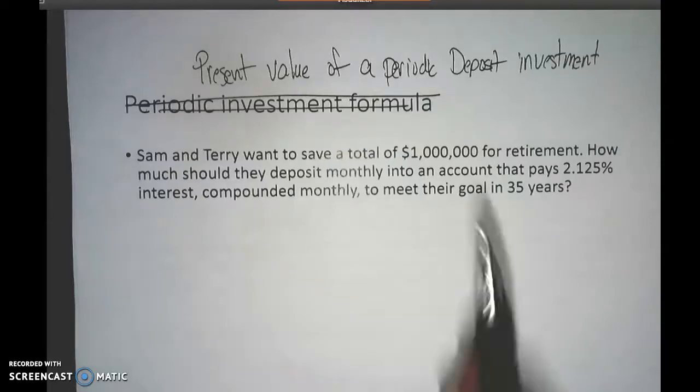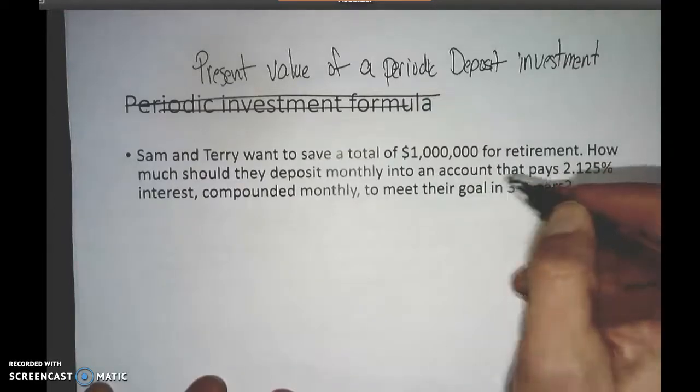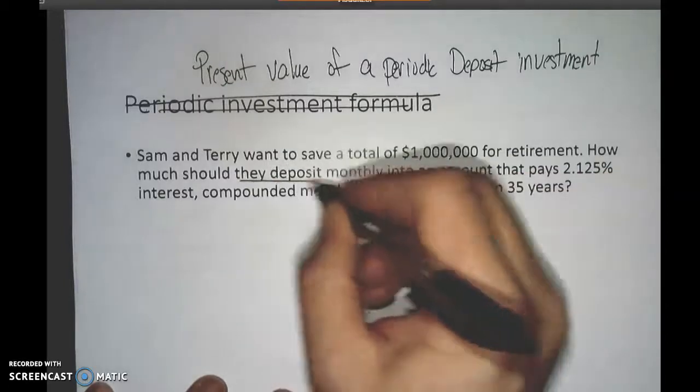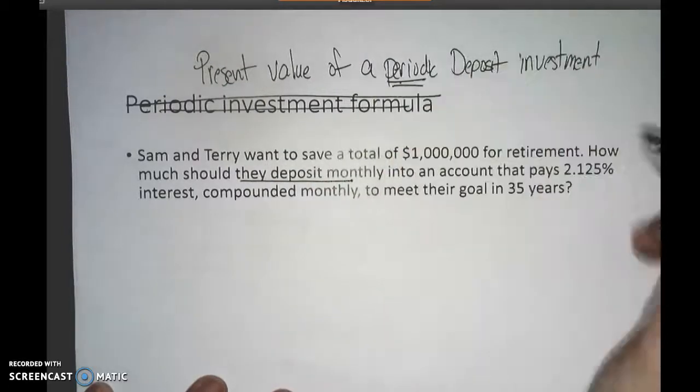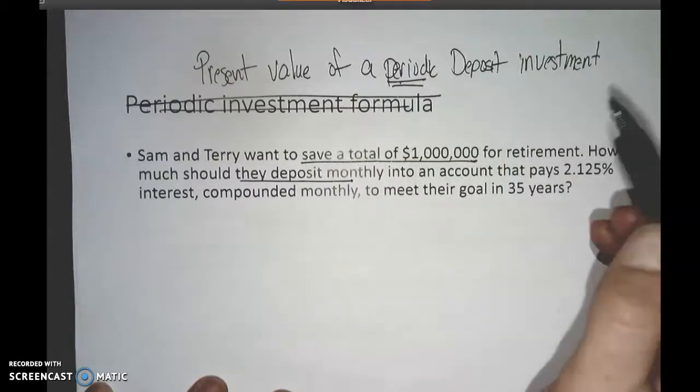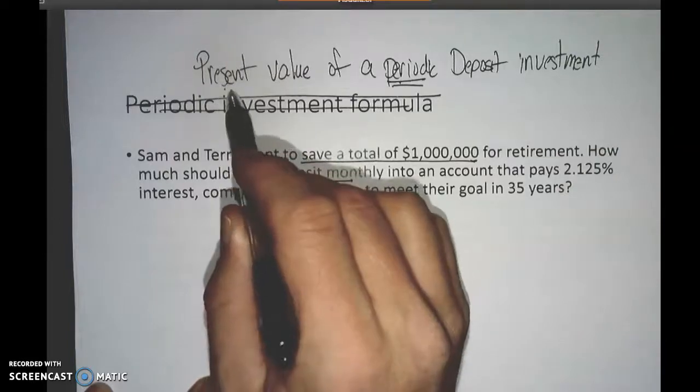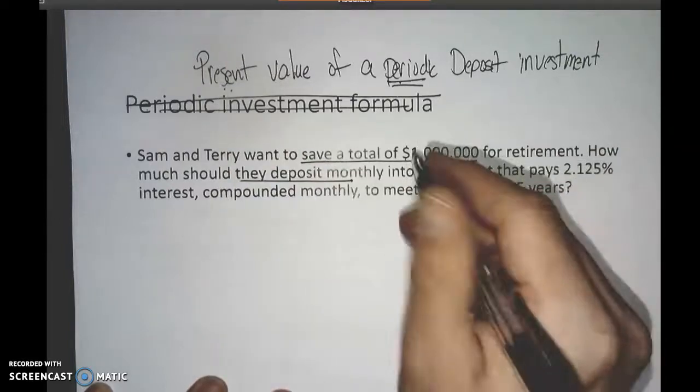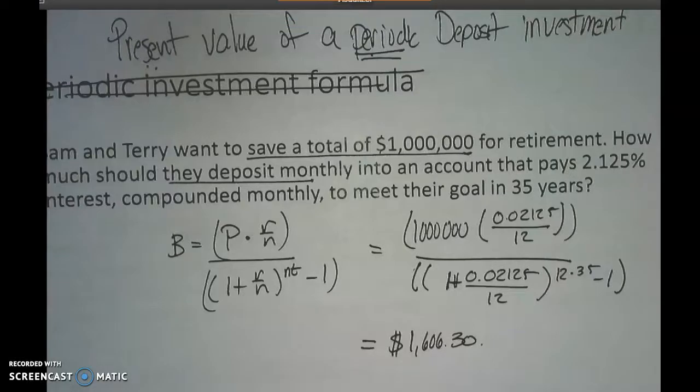This is the present value of a periodic deposit investment. So how do I know it's a periodic deposit? Well, they should deposit monthly. So that's one of my key phrases, that it's going to be periodic. And then they tell me that at the end, I want $1 million. So I need to know how much I need to deposit now to get that $1 million. So we used our formula, I substituted in, I do the calculations, and I find out that they need to invest $1,606.30 each month for the next 35 years to get $1 million at this interest rate, which is pretty low.